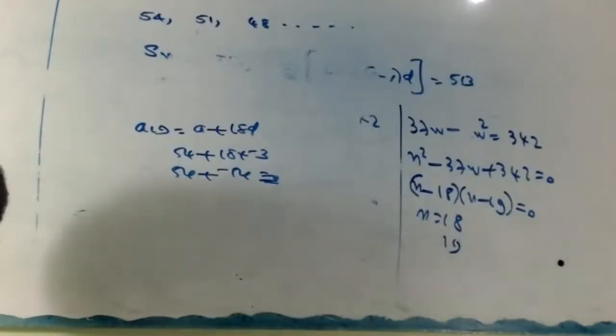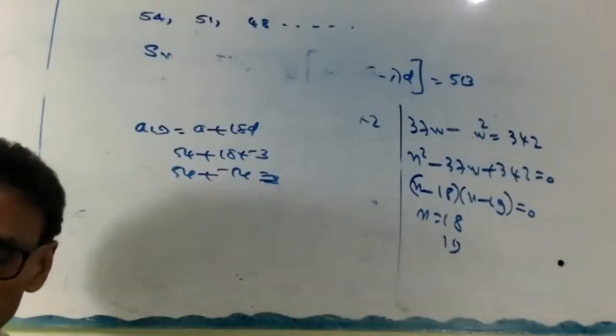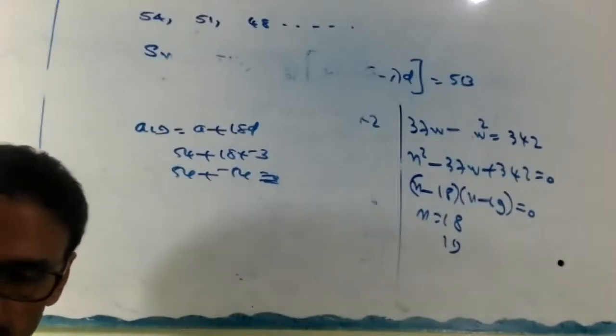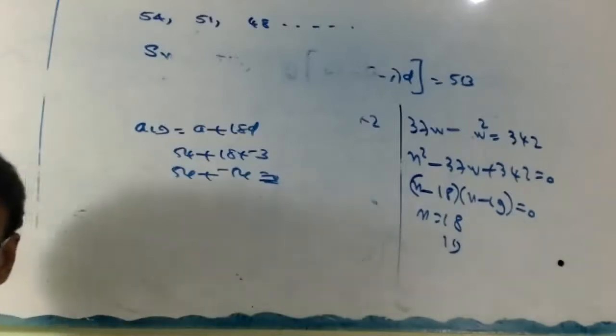Okay. Clear now? Everyone okay? You understood the explanation? Okay. Whereas, look, you got n equal to 18 and 19.